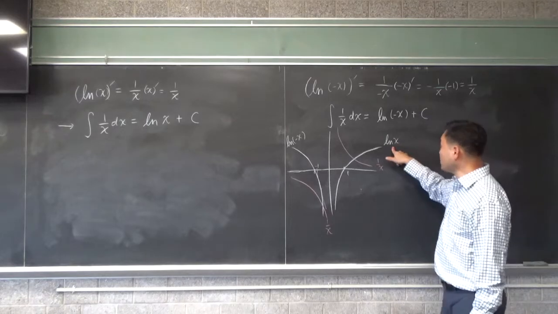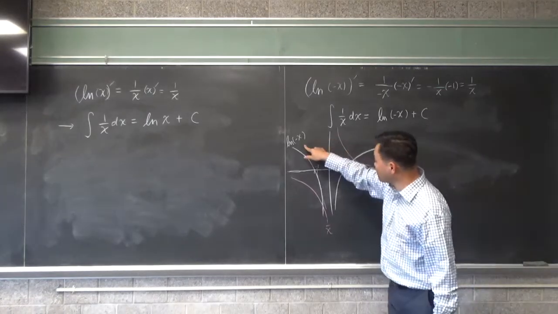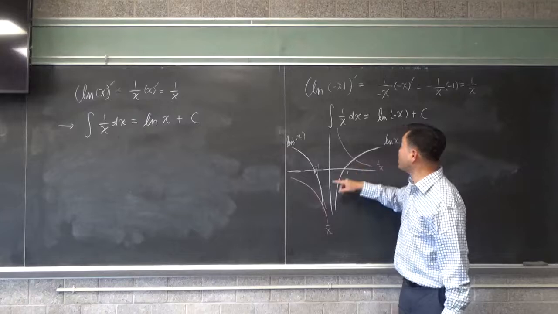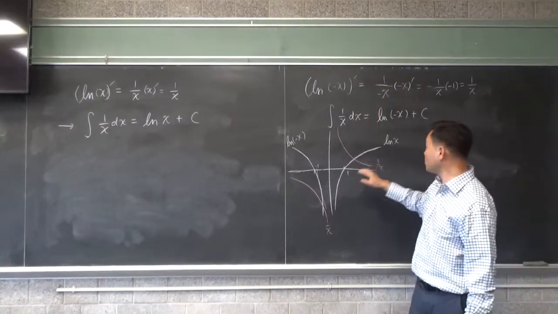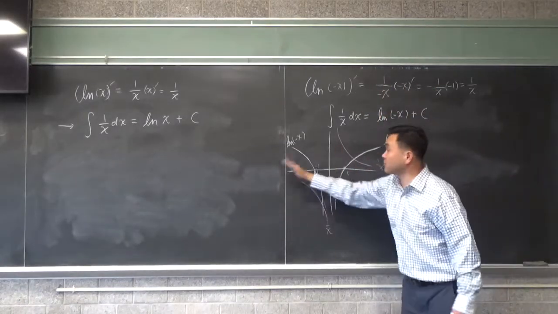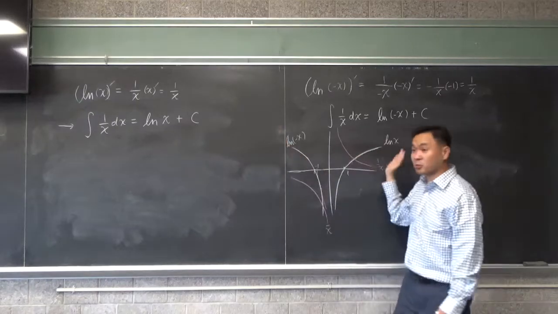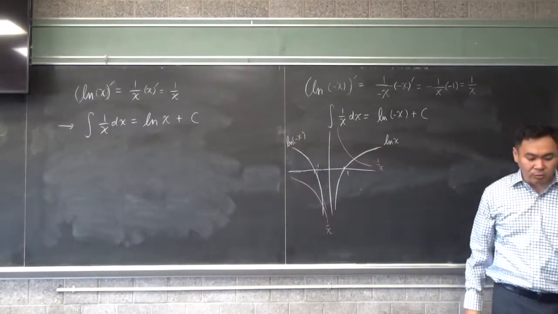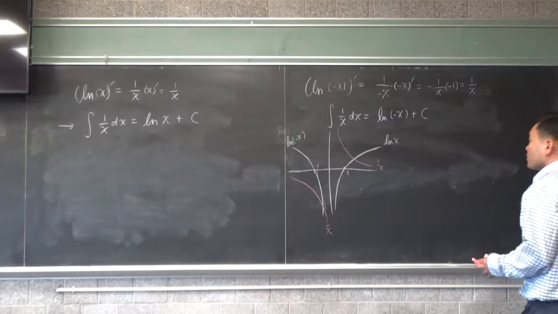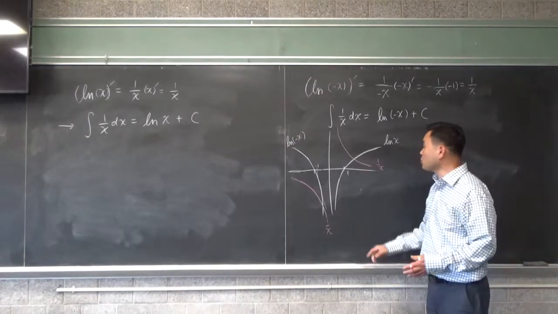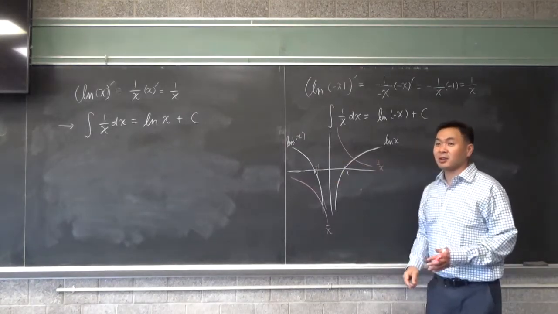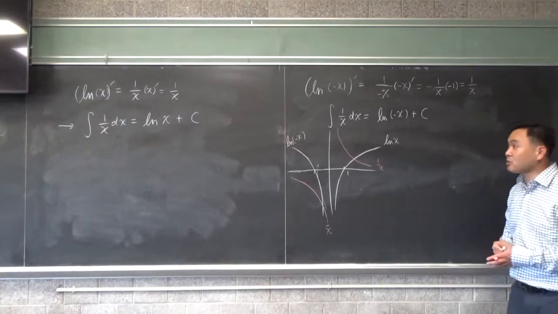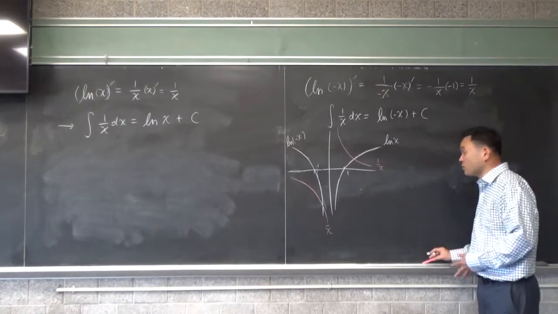But because these are only defined for positive and negative x respectively, they satisfy these equations. So this one is only true for the left side, that one is only true for the right side. So here's the question. Is there a single function that actually creates both curves? And amazingly there is. The answer is the ln of absolute value of x.